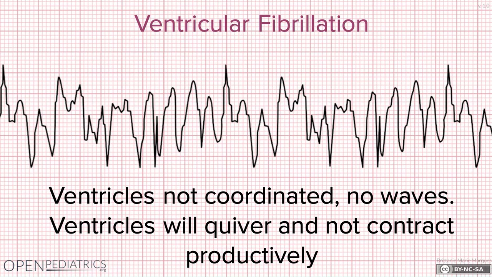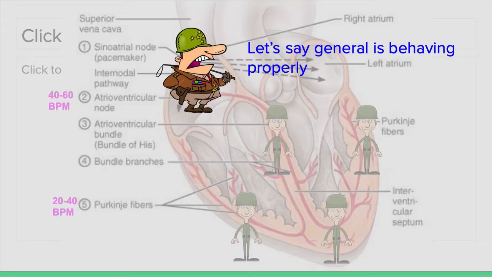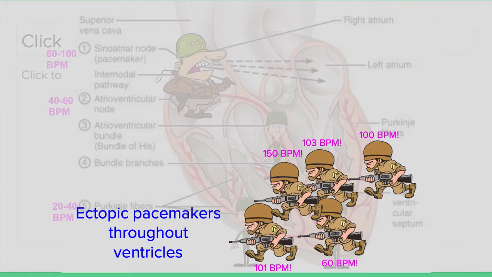So this one is probably the worst one that we'll look at, where the ventricles are not contracting. And if your ventricles don't contract, your brain doesn't get blood, your tissues don't get blood, the heart itself doesn't get blood, and this is life-threatening. Okay, so the things we've seen so far is the general misbehaving, too fast, too slow, ectopic pacemakers being generated, maybe this one going too fast, or a bunch of them in the atria, or a bunch of them in the ventricles.